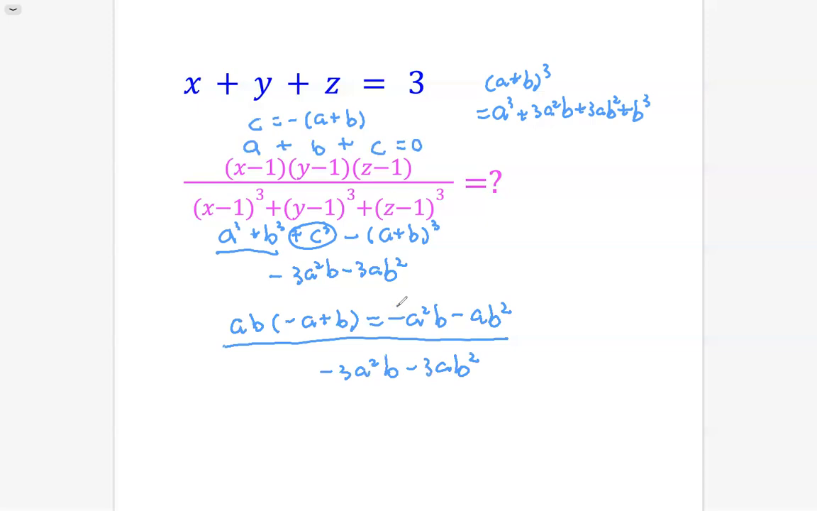Perfect. Do you see a common factor? Negative A squared B minus AB squared. So in the denominator, I can factor out 3. If I factor out 3, I have negative A squared B minus AB squared. So in the numerator, I have negative A squared B minus AB squared. In the denominator, I have negative A squared B minus AB squared. These two cancel each other. So what's left? 1/3. All right, great. So this is a good question. It looks complicated, but it's not.